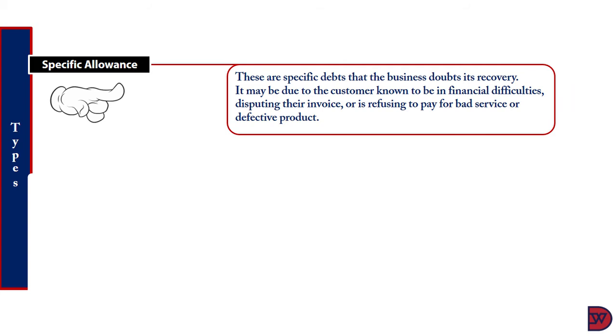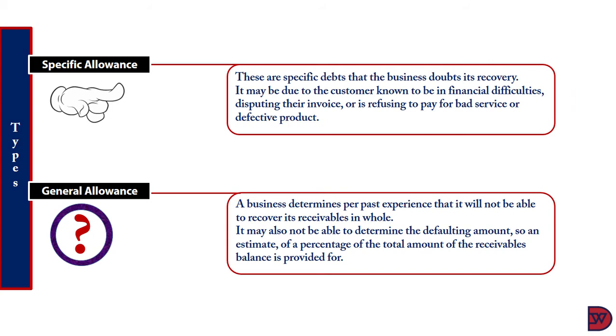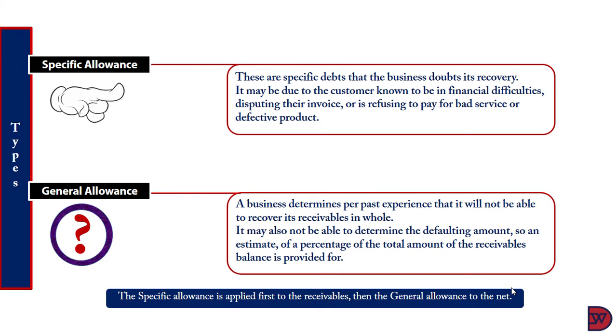The second type of allowance is a general allowance. The business, per their past experience or practice, determines that it might not be able to retrieve wholly its debt. In addition, the likely irrecoverable amount cannot be specifically known. Therefore, an estimate of a percentage to the choice of the business of the outstanding receivable balance is provided for as an allowance. The specific allowance is applied first to the receivables, as we have just discussed. Then the general allowance is applied.